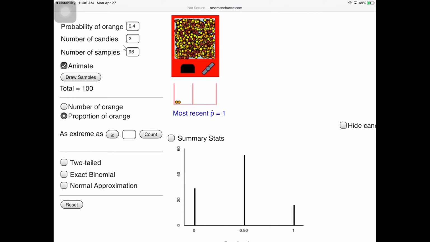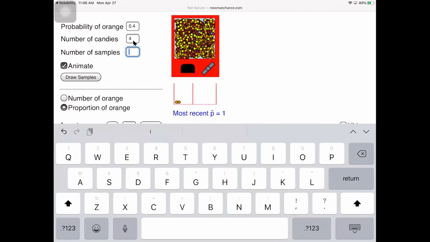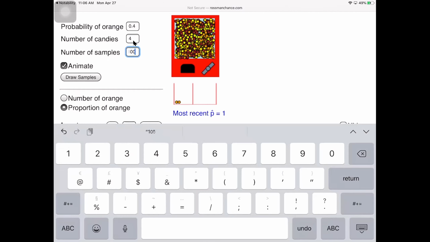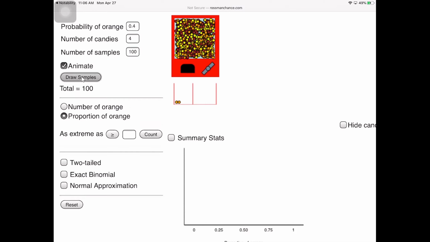So I'm going to increase the number of candies we select from 2 to 4. We'll do 4 random selections and do this 100 times. I want to see if I can narrow it down to a narrower range than 0 to 1, hopefully something like 0.25 to 0.75. Let's see what happens. We'll say draw a sample. Oops.